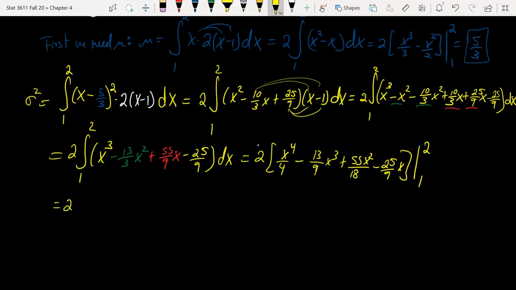So this is 2 times, what's the evaluation at 2? 2 to the 4th, 16 divided by 4 is 4. Okay, and then I have minus 13/9 times 2 cubed.